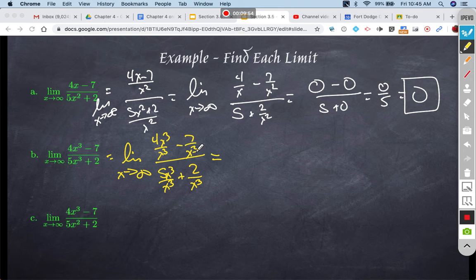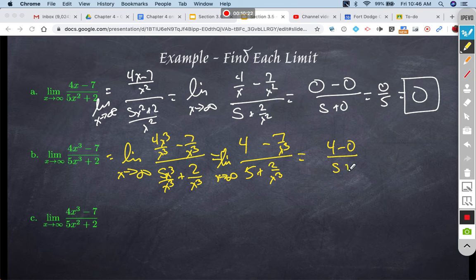Understanding this idea of doing a limit and working with limits at infinity, even when we're working with these problems that you probably know the punchline here, what's going on. This is going to be 4 minus 7 over x cubed, 5 plus 2 over x cubed, and we're still doing the limit. Now we can plug in and we're going to get 4 minus 0 over 5 plus 0 equals 4/5.